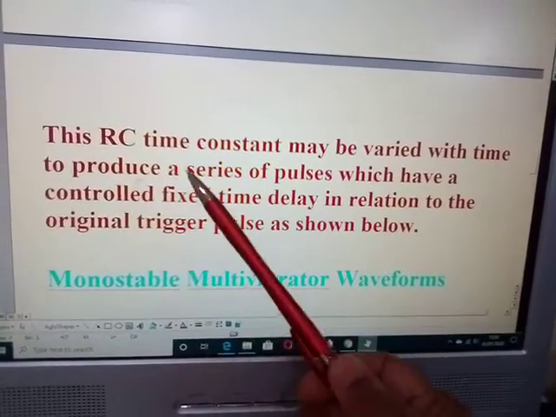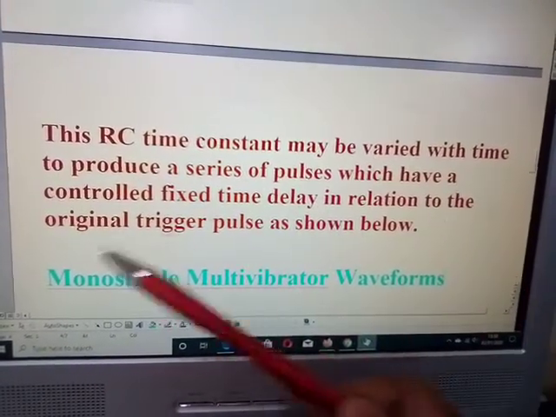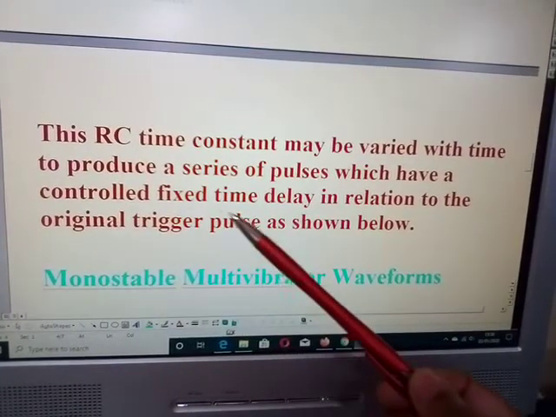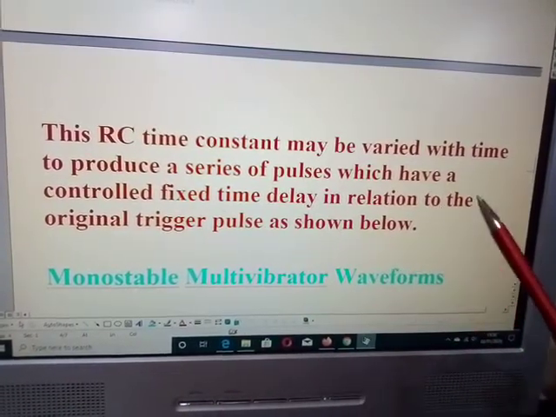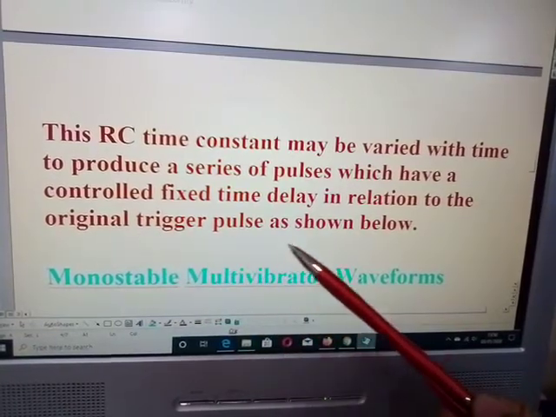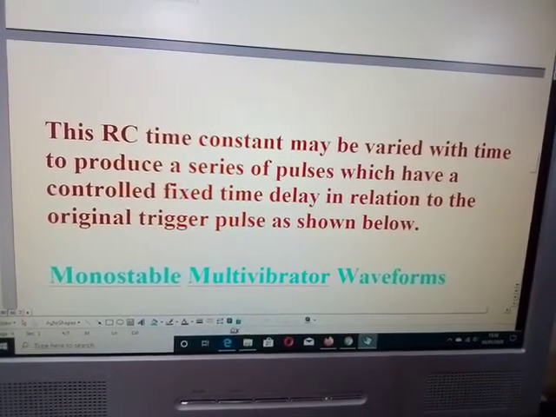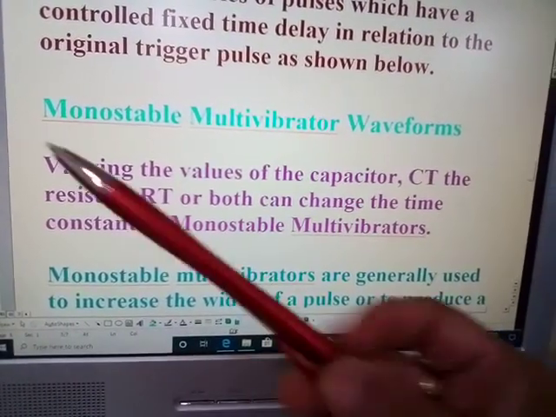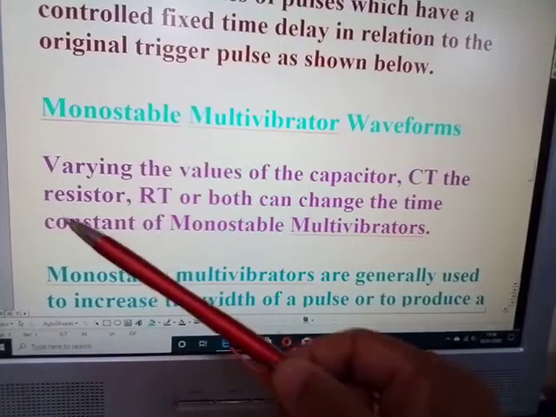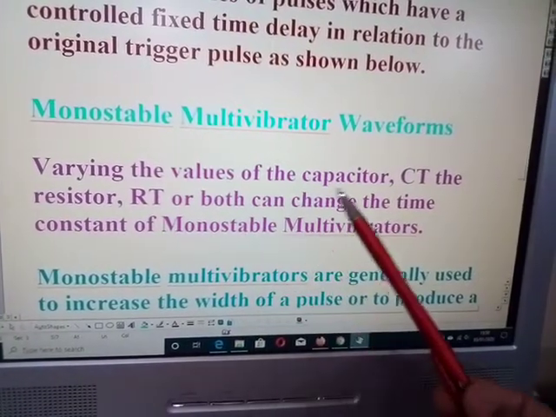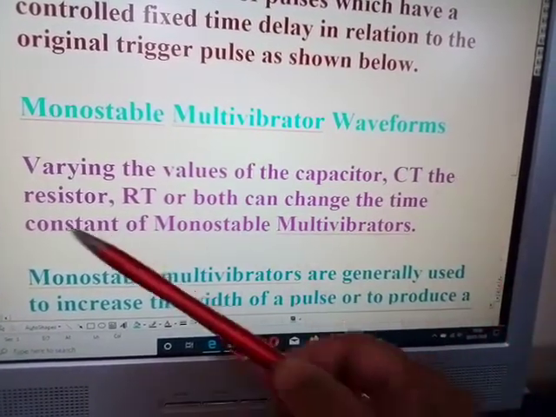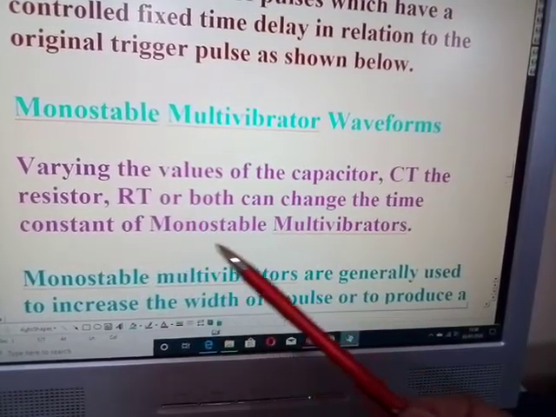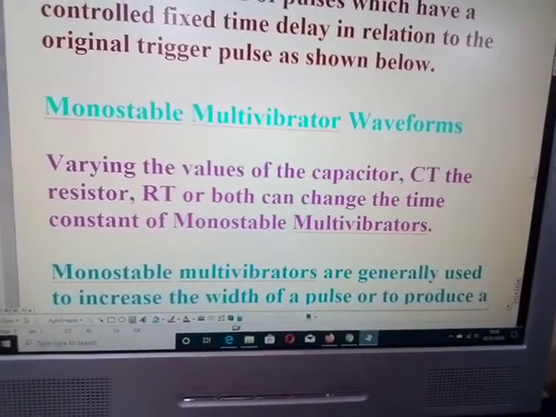Now this RC time constant may be varied with time to produce a series of pulses which have a controlled fixed time delay in relation to the original trigger pulse, as shown below. And again, all I'm saying here is that with monostable multivibrator waveforms, varying the values of the capacitor CT, the resistor RT, or both can change the time constant of monostable multivibrators.